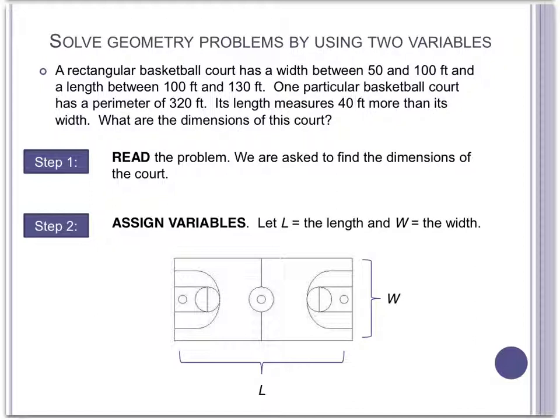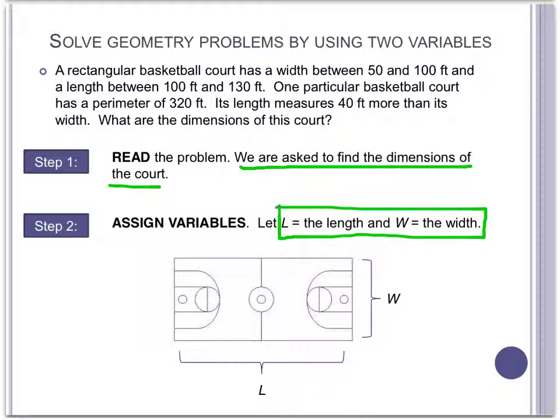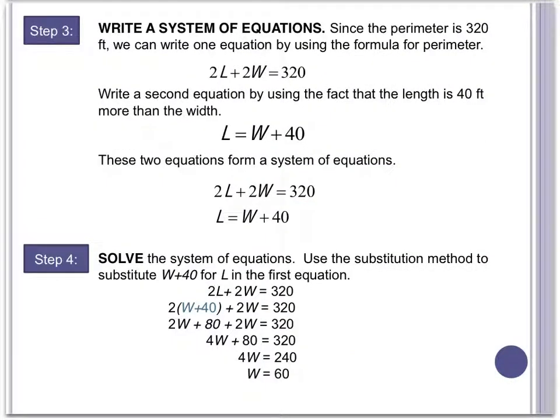Step 1 says read the problem, and to find out what it's asking, we're asked to find the dimensions of the court. Next, we need to assign variables. Let's let L equal the length and W equal the width of the basketball court. After you have assigned your variables, we need to write a system of equations. Since the problem tells us that the perimeter is 320 feet, we can write one equation by using the formula for perimeter. We know that the perimeter of a rectangle is adding up all the sides, so we can say that 2L plus 2W equals 320.